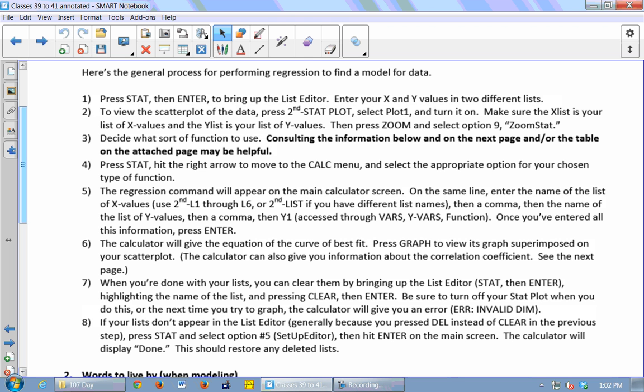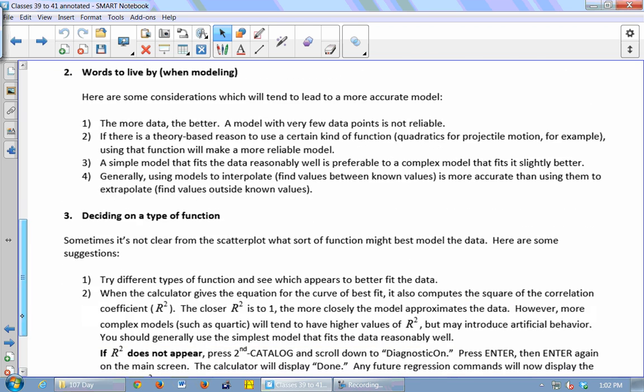There are more, but those are the kinds of functions we've studied this semester. And if you don't have a graphing calculator with you, I'll go grab some after we go through this. So this first part is just to remind you of the steps for how to do regression. And then the second part is some words to live by when you're modeling.